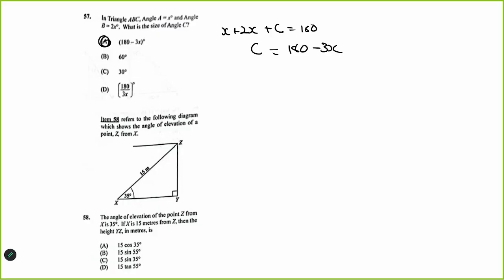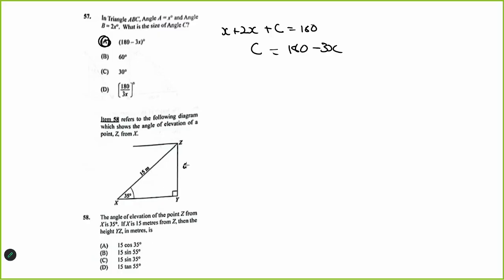Item 58 refers to the following diagram, which shows the angle of elevation of a point Z from x. So from x we're going to Z, right? The angle of elevation of point Z from x is 35. If x from Z is 15, then the height is what?